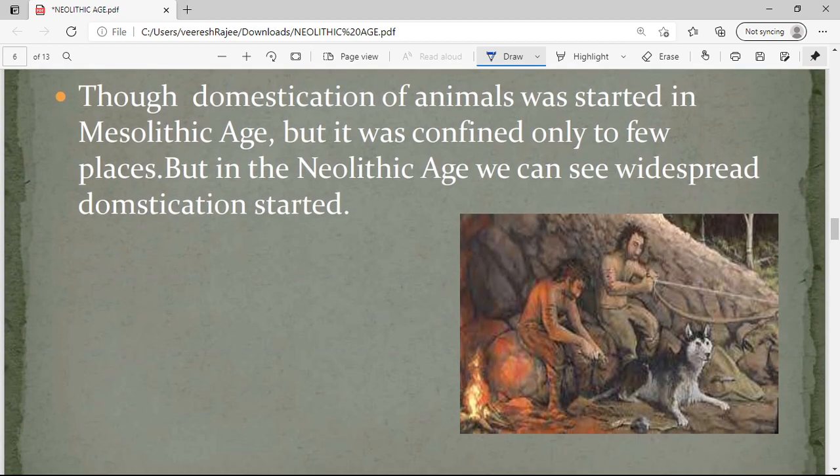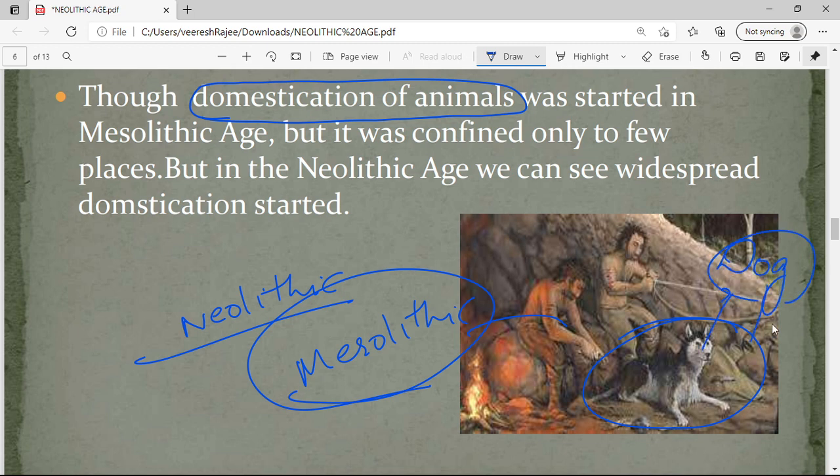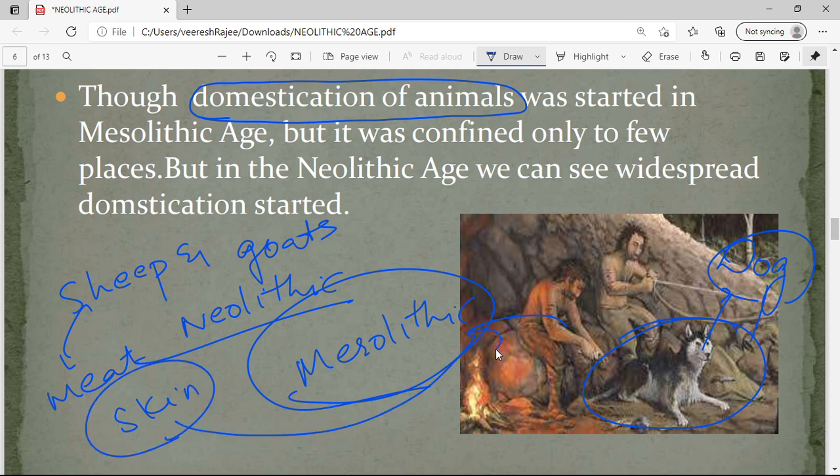Okay, then what was the third major development? See, again I am saying, domestication of animals is a major development which happened during the Neolithic Age. In our previous class on the Mesolithic Age, I already told you that it was during the Mesolithic Age that man started domesticating animals, and the first animal domesticated was the dog, and later he also domesticated sheep and goats for the sake of meat and skin, and this skin was used by the Mesolithic man to cover his body.